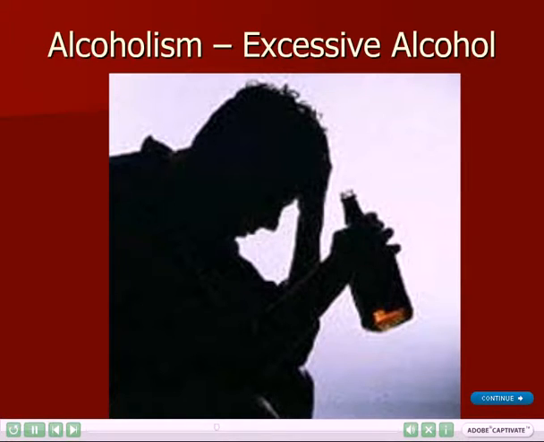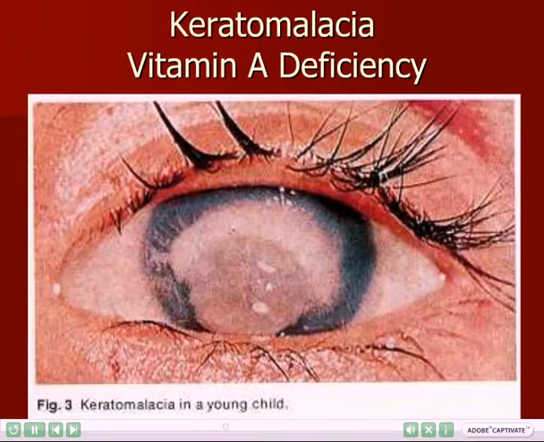Alcoholism is defined as a persistent and excessive use of alcohol. Alcoholism reduces the ability to function normally, physically, socially, and mentally. Keratomalacia is caused by a deficiency in vitamin A. Keratomalacia causes the eye to dry out and can eventually lead to blindness.